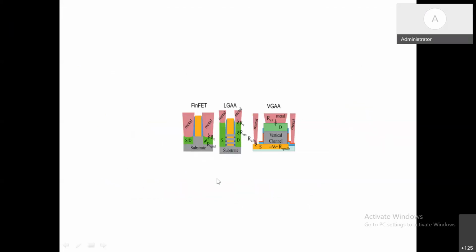In the side view, it looks like this. This is the FinFET. This is the LGAA. And this is the VGAA. Vertical channel. Because gates are vertical, source and drains are coming here with a metal layer.